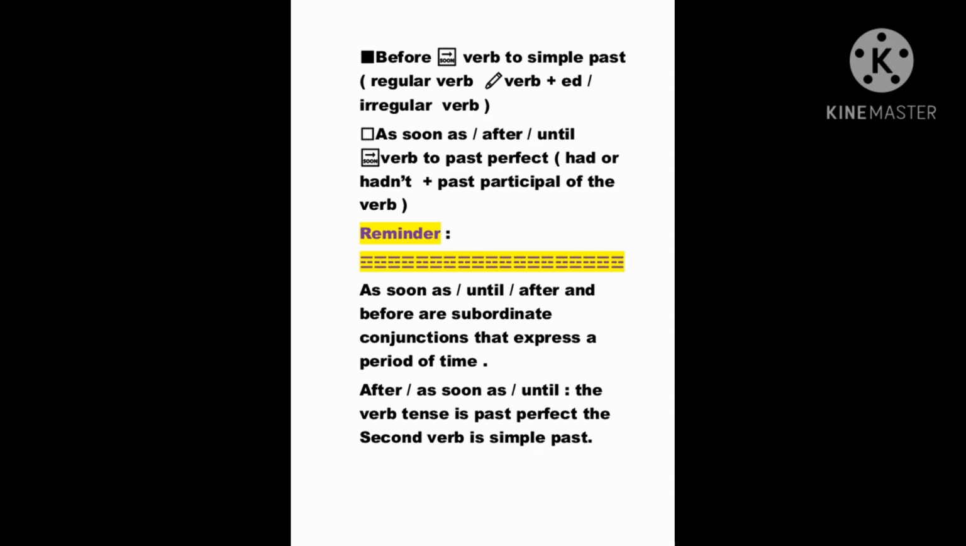As a reminder, as soon as, until, after and before are subordinate conjunctions that express a period of time. As we have said, after, as soon as, until, the verb tense is past perfect because it's the first action. It happened first. And the second verb is simple past because it's the second action. It happened after the first action. Okay, so past perfect is older than simple past. Good. We move on to the reminder.